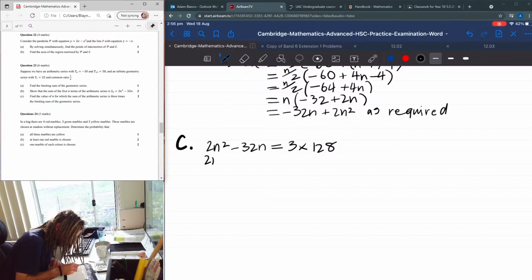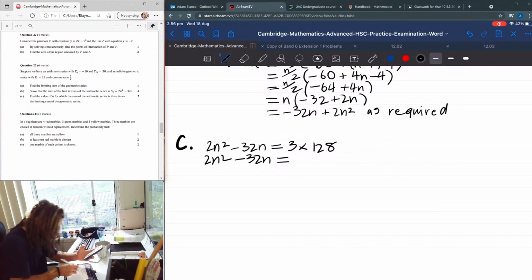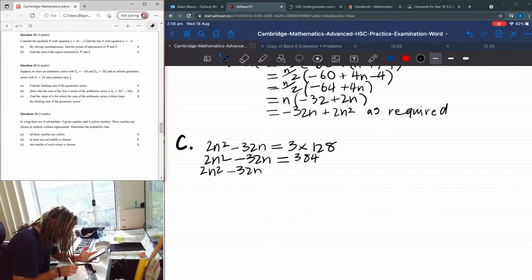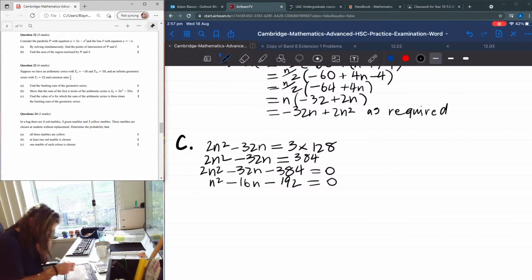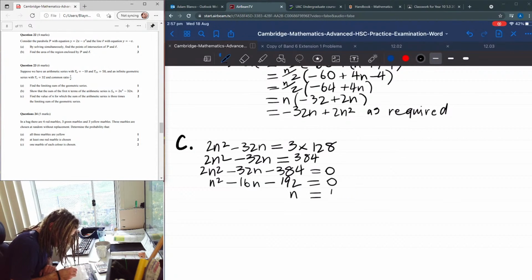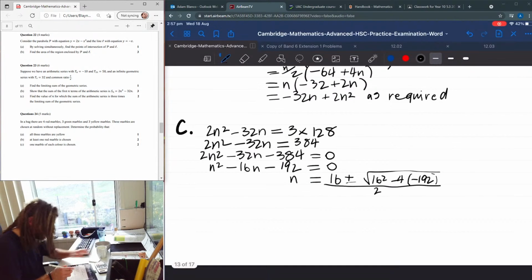Easy. 2n squared minus 32n equals, what's 3 times 128? 384. Move everything over. 2n squared minus 32n minus 384. Everything's even, so let's halve everything. So that's n squared minus 16n minus 192. These look like really nice numbers, so I bet this factorizes nicely, but I can't think of anything that might go into them. So I'm going to use the quadratic formula. N equals minus b plus or minus the square root of b squared minus 4ac, all on 2a, which is just 2.